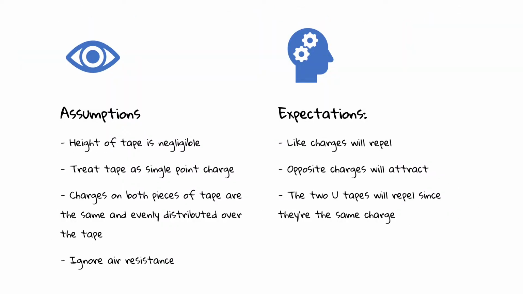So some assumptions that I had going into the lab are that the height of the tape would be negligible when I was calculating its area, to treat the tape as a single point charge in the center, that the charges on both pieces of tape are the same and evenly distributed over the tape, and to ignore air resistance when calculating the forces. My expectations going into the lab were that like charges would repel, opposite charges would attract, and the two U-tapes would repel one another since they are the same charge, following Coulomb's law.